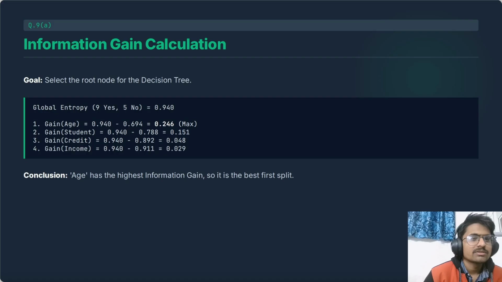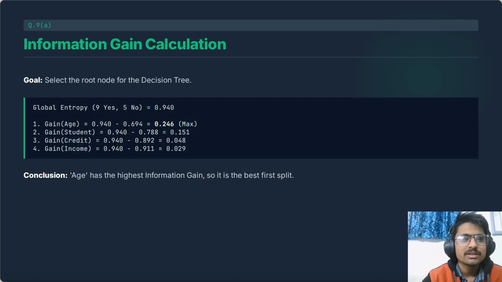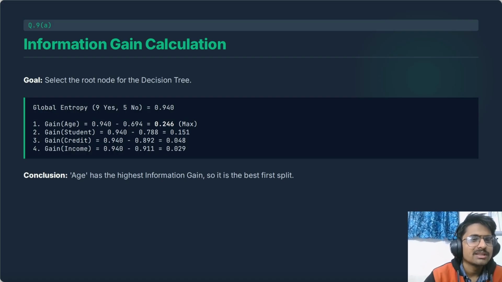Now the A section of our question number 9, information gain calculation. So goal, select the root node for the decision tree. So global entropy, 9 yes 5 no, is equal to 0.940. First is gain age, which is equal to 0.246, maximum. Gain student is equal to 0.151, gain credit is equal to 0.048 and gain income is equal to 0.029. So conclusion is age has the highest information gain, so it is the best first split.